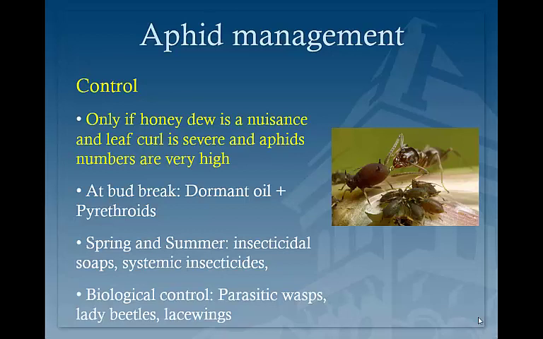Some of these systemic insecticides, those insecticides that move into the plant or are absorbed into that plant, are ways to manage aphids, because remember, their mouth parts are stuck in that leaf, so they're able to then ingest some of that product. Biological control, I'll talk about some of the beneficial insects like parasitic wasps, lady beetles, lacewings. Those can be helpful for aphids.